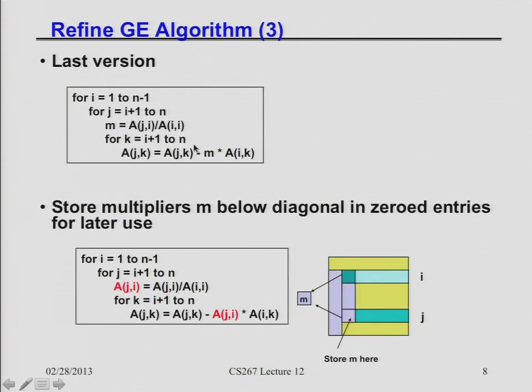So the next thing I'm going to do is take that multiplier, and it turns out I'm going to need to use it later. So I need to put it somewhere. Where am I going to put it? The obvious place to put it is in that entry I would have zeroed out. So I'm going to take that multiplier and put it in the jith entry, which is the thing that would have become zero, and I'll just leave it there, and I'll use it later. So I'm going to be overwriting the bottom triangle of my matrix with these multipliers, and I'll tell you what they're good for later. So this hasn't changed any arithmetic.